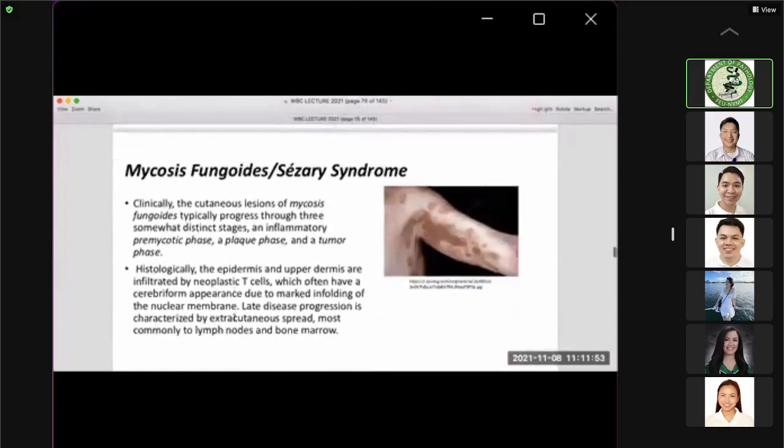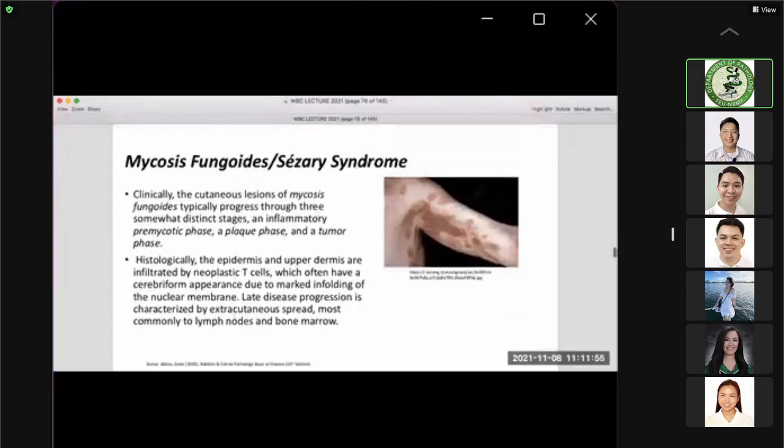Okay. Mycosis fungoides, Sézary syndrome, no? So clinically, this is a cutaneous lesion of mycosis fungoides that progress through 3 distinct stages, no? The pre-mycotic phase, plaque phase, and tumor phase. Histologically, involve ang epidermis and upper dermis infiltrated by neoplastic B cell. No? Meron silang cerebriform brain-like appearance, no, ng cells due to marked enfolding of the nuclear membrane.